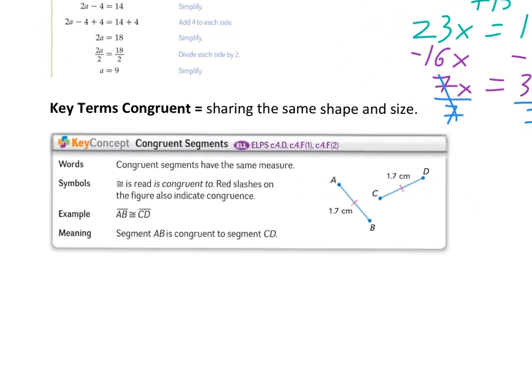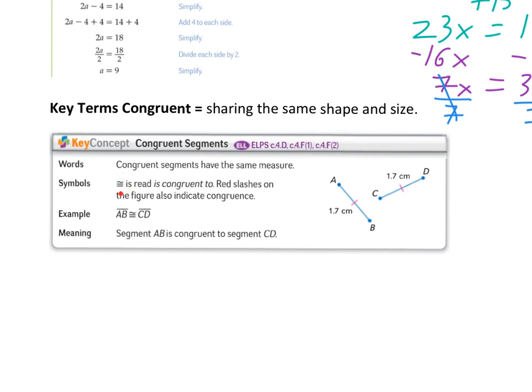So, key terms, congruent. If two things are congruent, they're going to share the same shape and size. So when we start talking about shapes like circles, triangles, squares, rectangles, you might hear me talk about congruent triangles, congruent squares. But for now, congruent just means the same shape and size, and we can apply it to line segments to give us the key concept of congruent segments. Congruent segments have the same measure.